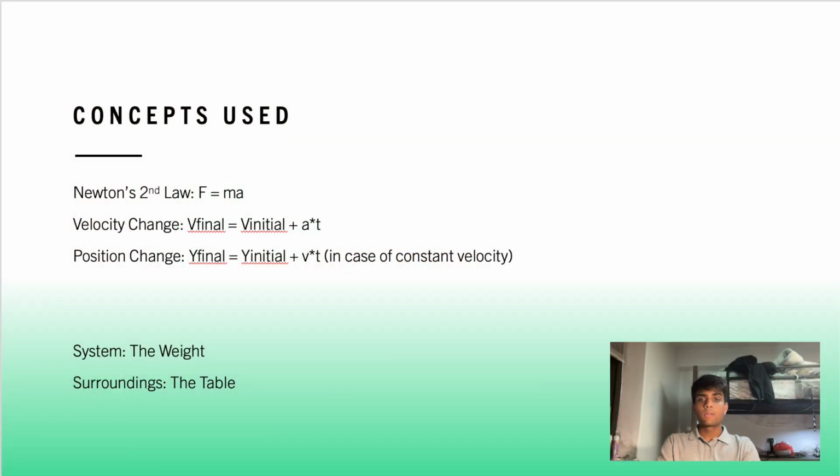The physics concepts used in the lab are Newton's second law, which is F equals ma, that is force equals mass times acceleration. Other equations used in the lab are the velocity change and position change equations. The velocity change equation tells us that the change in velocity equals acceleration multiplied by the time the acceleration is applied. The position change equation tells us that the change in position equals the velocity of the object multiplied by the time it is in motion.